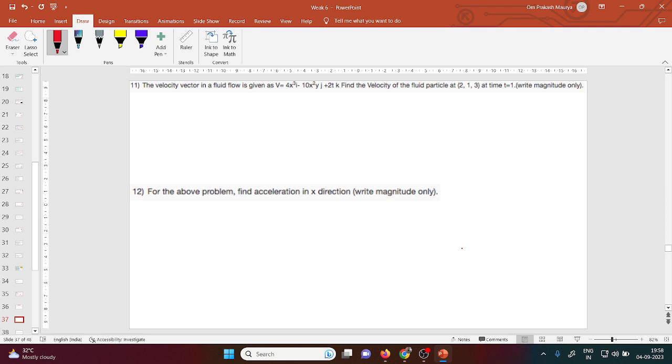And the velocity vector of the fluid flow is given like that. V is equal to, I think it is not visible to all of you, so I want to write it: 4x cube i minus 10 x square y j plus 2t k. Find the velocity of the fluid particle at x, y, z given as 2, 1, 3, and time is 1. So at that time you need to find the velocity. What you will do: u is equal to 4x cube, v is equal to minus 10 x square y, and w is equal to 2t.